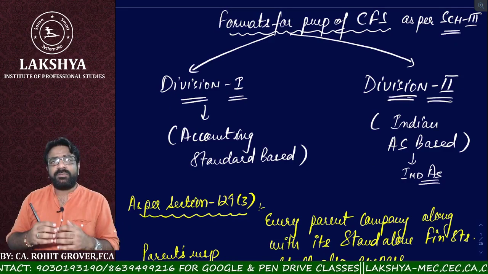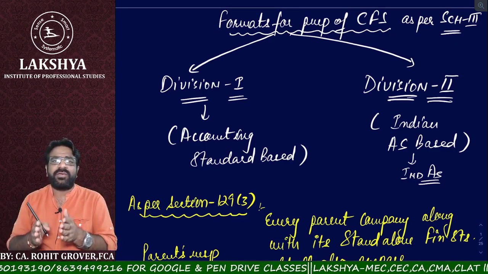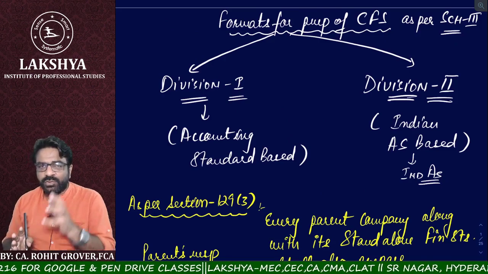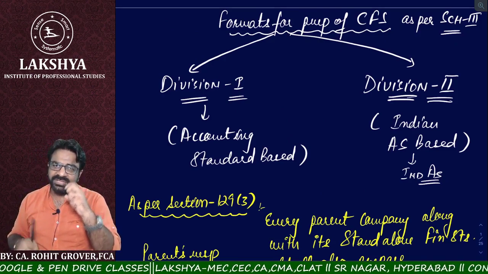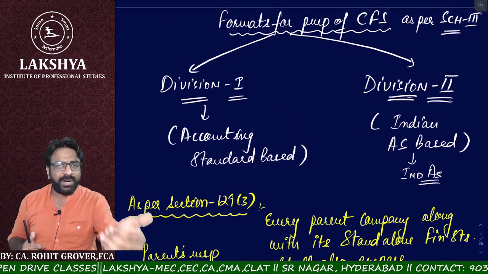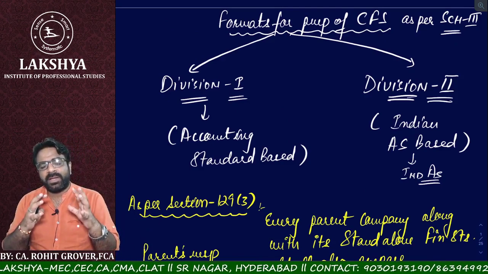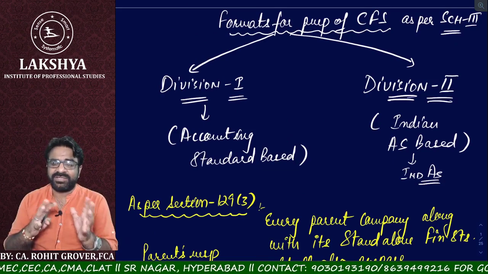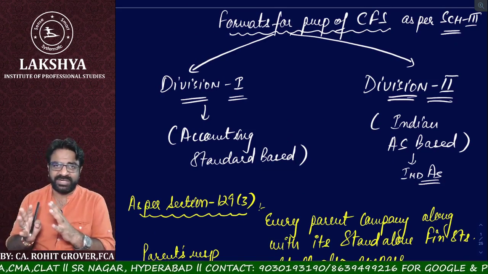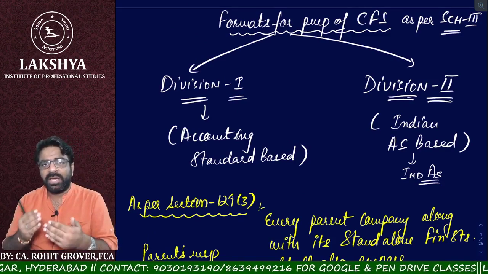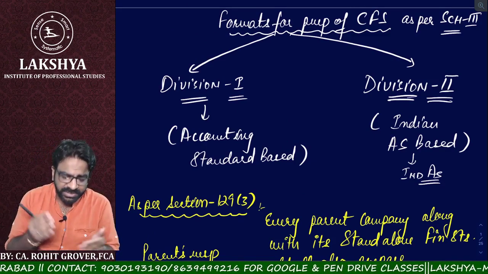Now under schedule 3, there are companies following IND-AS and companies following accounting standards. Those companies which follow the accounting standards, division 1 rules of consolidation are applicable on them. Those who use the Indian accounting standards are under division 2, and those who use the accounting standards are under division 1.